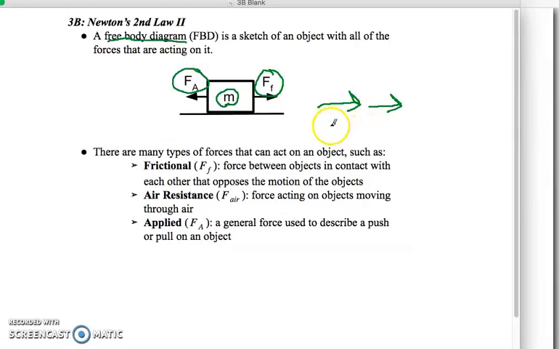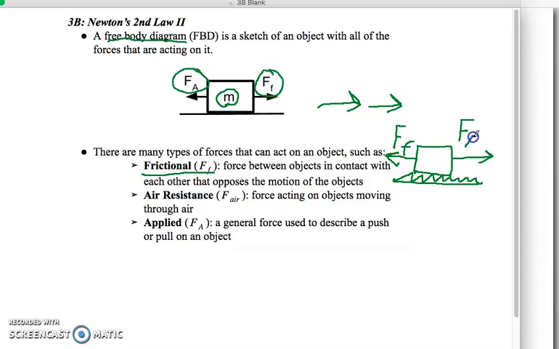So there's a lot of different types of forces. We're going to focus on just a few for right now. They're going to be the frictional force. So it's a force between objects in contact with each other that opposes that motion. So for example, if you have a box and you drag it along a floor, nothing's ever perfectly smooth. So as you drag it across the floor, there's going to be a frictional force. So that friction is actually going to slow it down. So if you pulled it one way, friction is actually going to want to make it slow down.